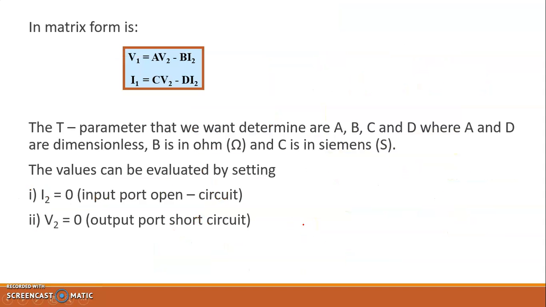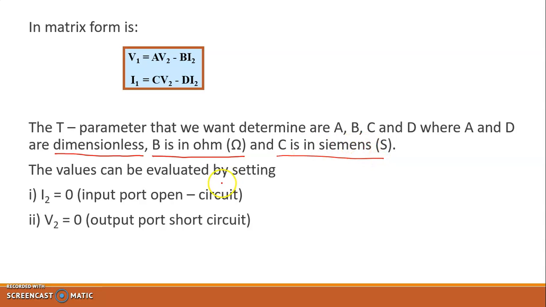Now we have to study the units of the parameters A, B, C and D. Here we know that A is a voltage gain, therefore it is dimensionless. D is the reverse current gain, therefore it is also dimensionless. But what about B? B is the transfer impedance, therefore its unit is ohm, and C is the transfer admittance, therefore its unit is Siemens.